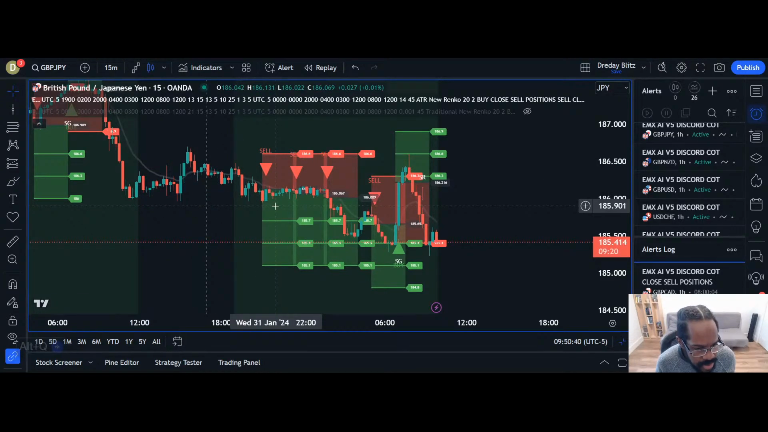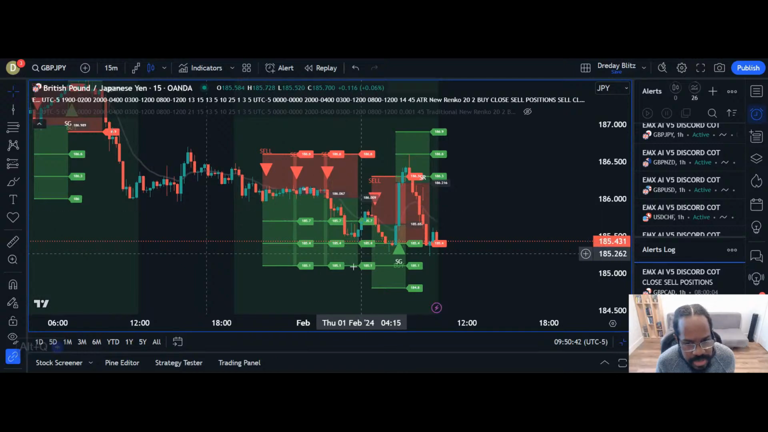As you can see on the 15-minute chart, we had a lot of sell setups here, and all of them went to at least TP2 and started to reverse here.